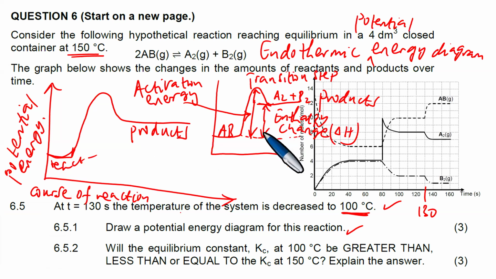Enthalpy change, so this would be our friend, delta H. And this becomes the reaction coordinate, and then this becomes the energy.